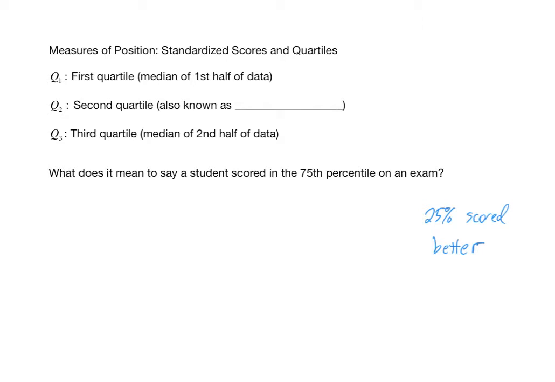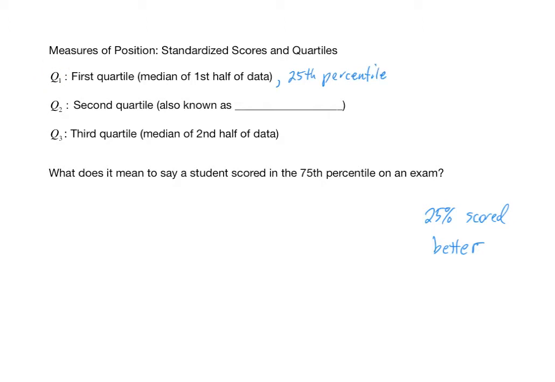We've already studied the measure of position known as standardized score. We now want to study another measure of position, which is percentiles, but three specific percentiles known as the quartiles. The quartiles are the 25th percentile, the 50th percentile, and the 75th percentile. And there's notation to go with each of those. The 25th percentile, also known as the first quartile, is known as Q1 or Q sub 1.